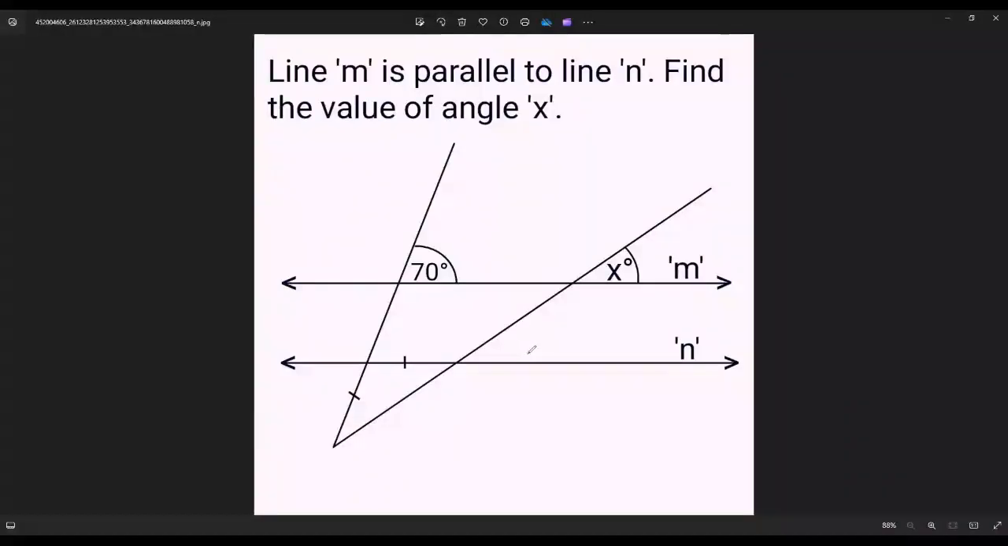Here we have a problem on geometry. There are parallel lines intersected by a transversal. Line M is parallel to line N. Find the value of angle X. Here the two lines M and N are parallel.